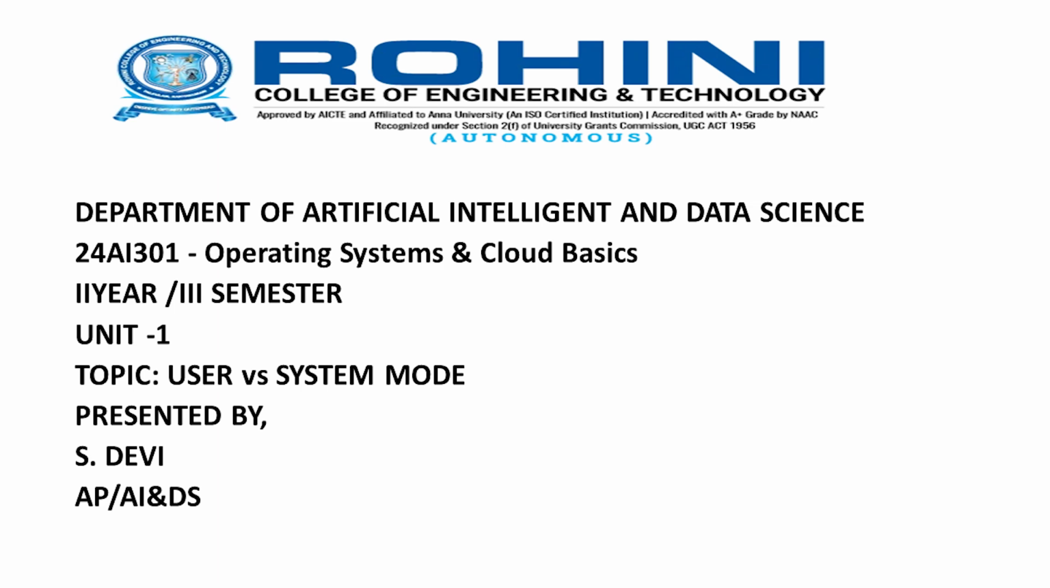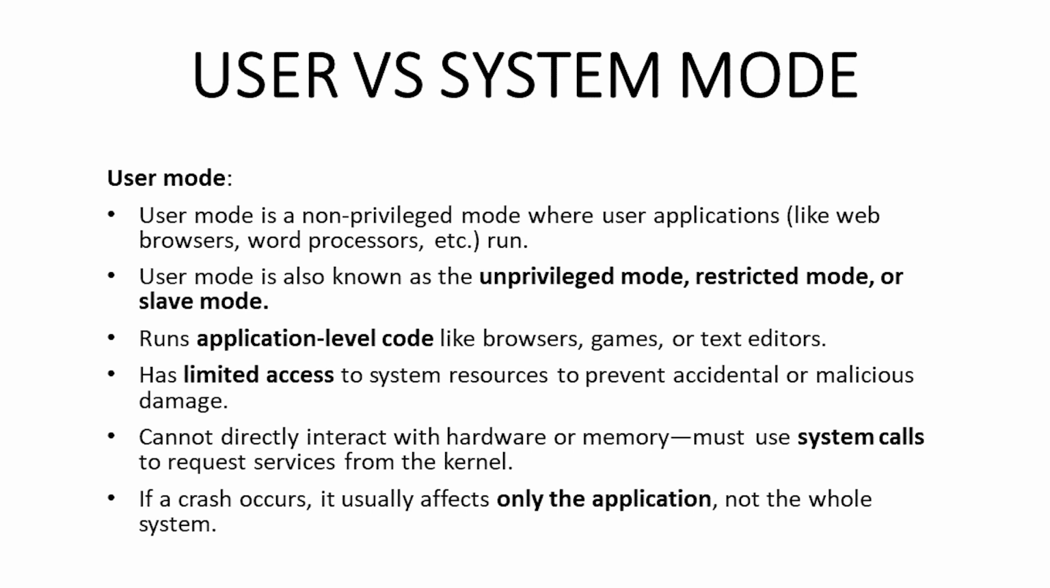Today, we are going to discuss user versus system mode. First, we will see what is user mode. User mode is a non-privileged mode where user applications are run. User applications, in the sense, may be a web browser or a word processor, etc. The user mode is also known as unprivileged mode, restricted mode, or slave mode.